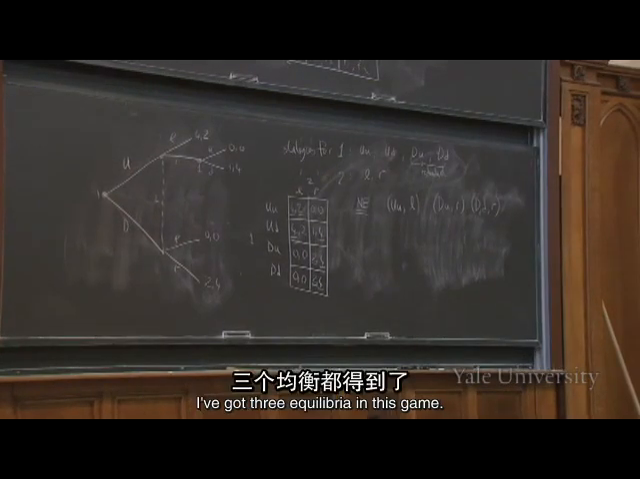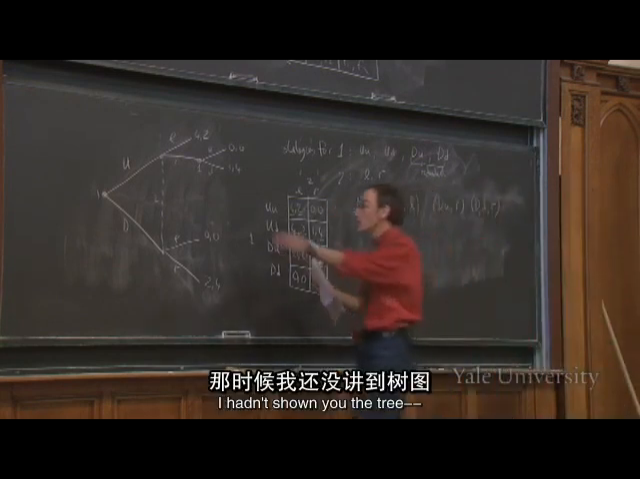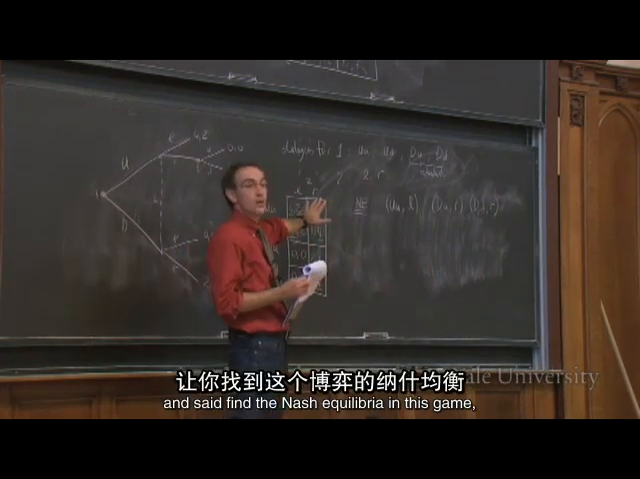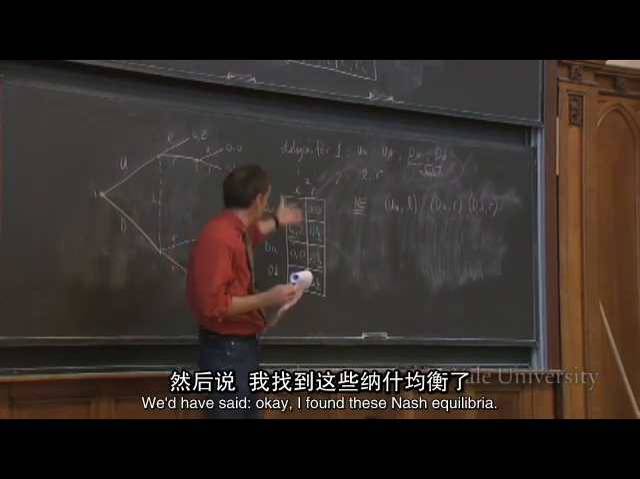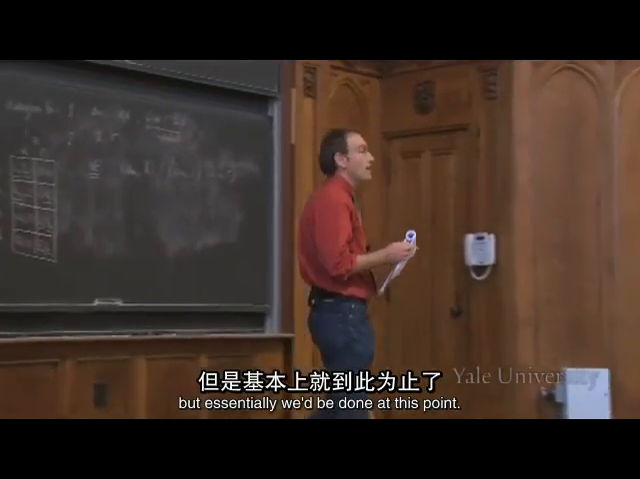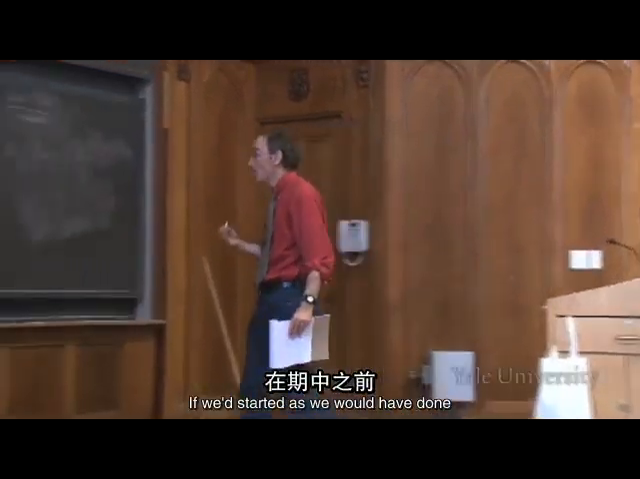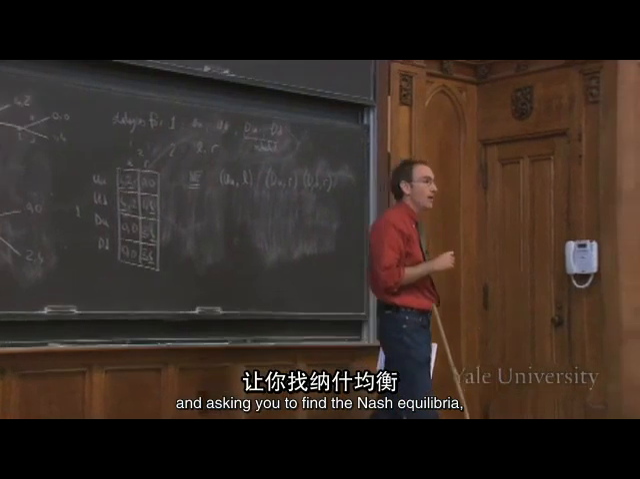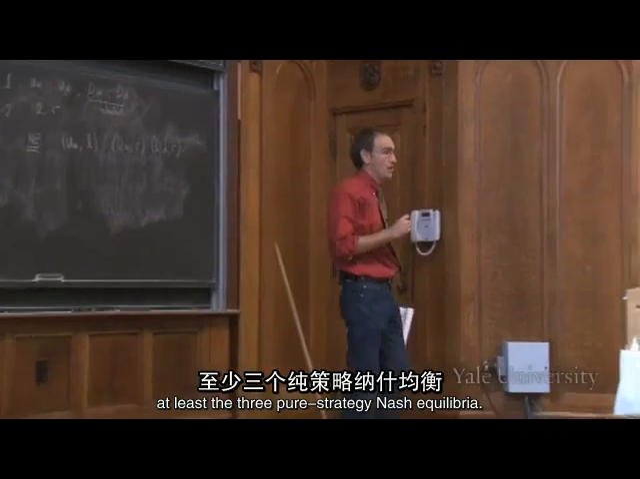I got 3 equilibria in this game, and if I'd simply given you this game in the first half of the semester, without showing you the tree, and said find the Nash equilibria, and that had been a question on the midterm, we'd have stopped here. Maybe you'd have gone on and found mixed ones, but essentially we'd be done at this point. If I'd given you a payoff matrix and asked you to find the Nash equilibria, we'd have found the 3 pure strategy Nash equilibria.